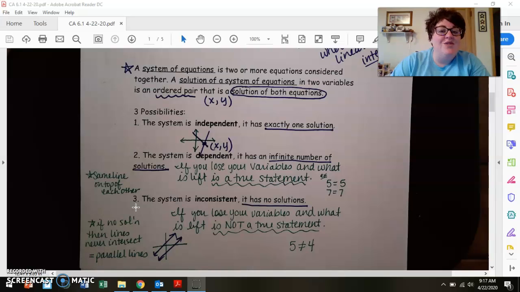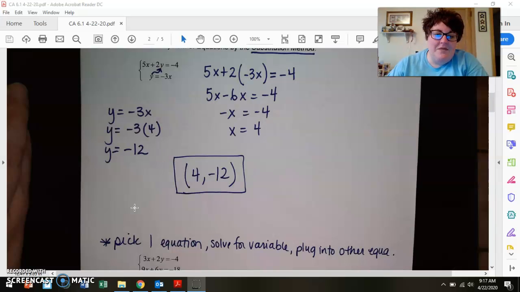So if you have 5 equal to 4, or 0 equal to 7, what is left is not true. And we'll see that in some examples. So the first one, apparently I did not get all of the directions. In this case, there's 2 ways that you can solve. You can solve by substitution and by elimination. So the first way I want to show you is by substitution.